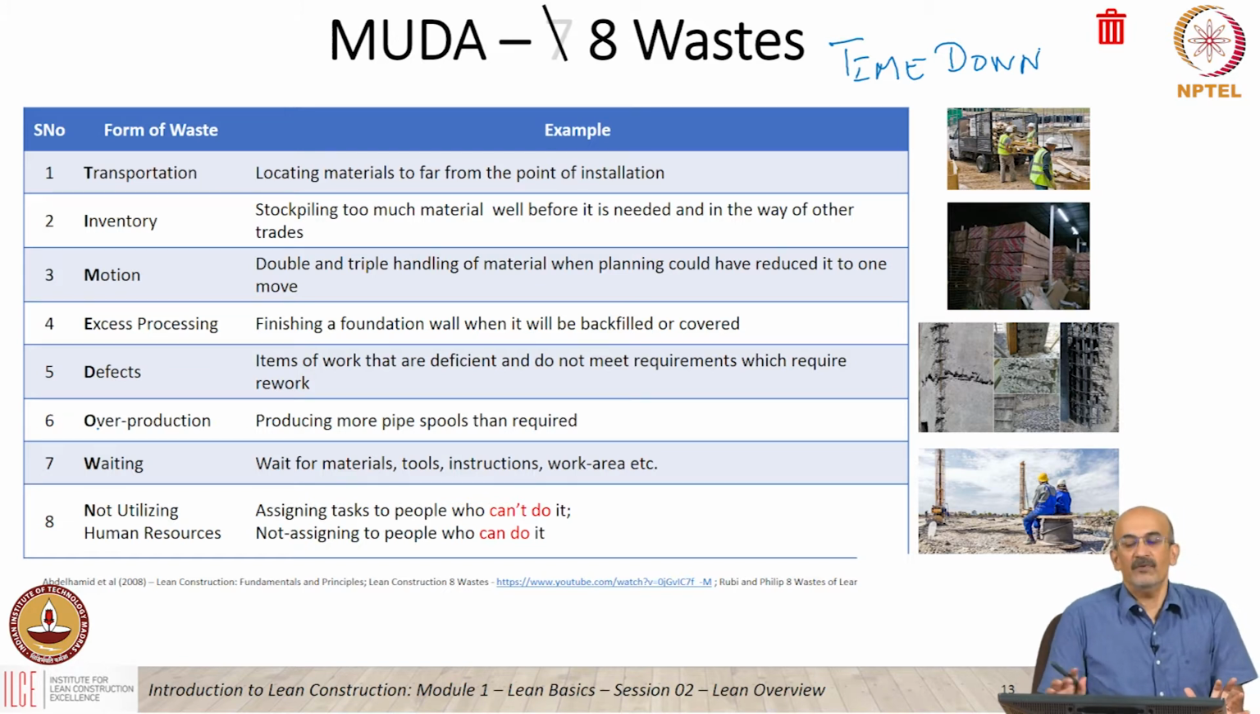Okay, and we'll take a bit of time to go through each one because this is very important as a base. So, we can see there is a transportation waste. If material is located far away from the point of installation, there is a lot of time the worker is spending going up and down, it could be transportation waste. Inventory waste: if I stockpile too much material much before it is needed, it is an inventory waste. Here you can see an example of whether it is bricks that are stockpiled or cement or any material that is too much of it, it is a waste.